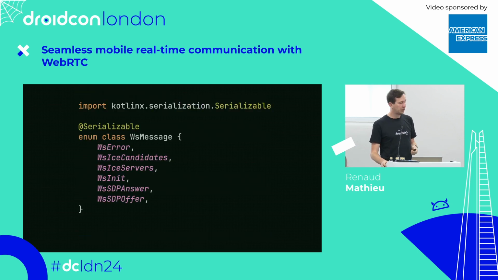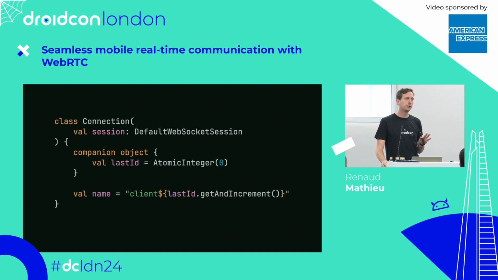And the WS messages could be ICE candidates, ICE server, initialization, and so on, for offer. We don't need more than this, actually, to establish the connection. Okay, so let's have a bit of Ktor things. The tricky thing is that there is client A going to the signaling server. We have to know who is connected to my server. So for that, Ktor is very simple. We just put an atomic ID, and when there is a session in the default WebSocket, we just know that it's client 0, client 1, client 2. So let's make it very simple in this case.